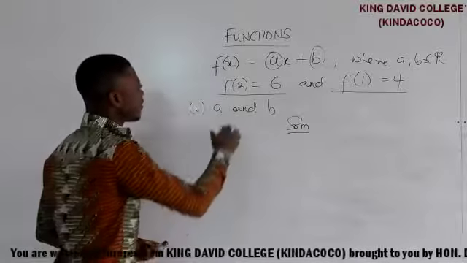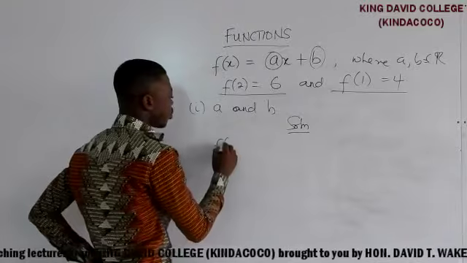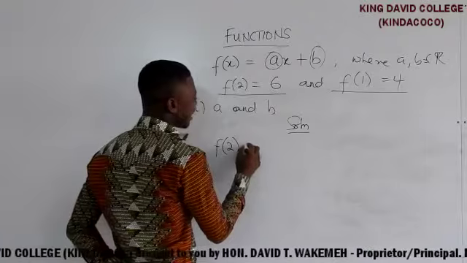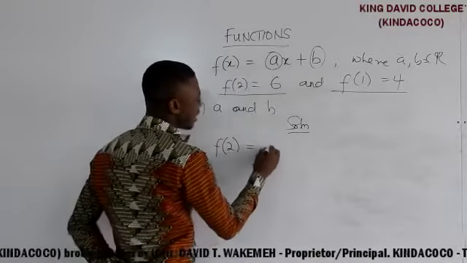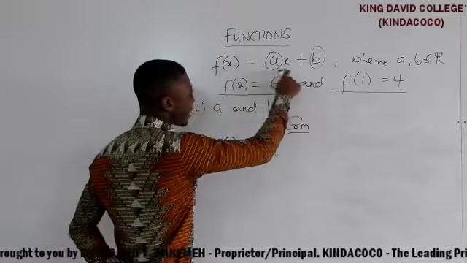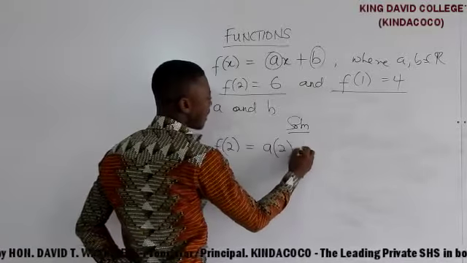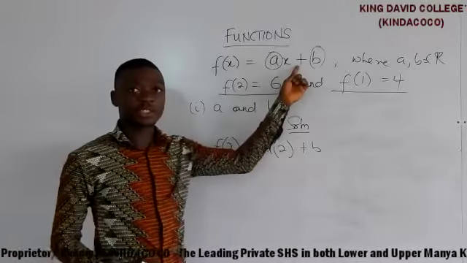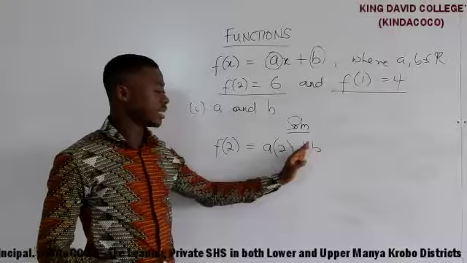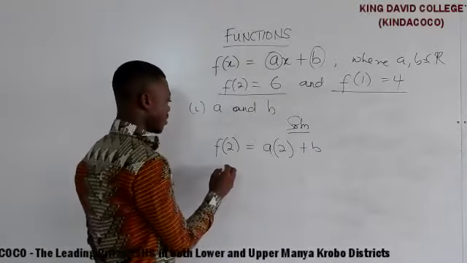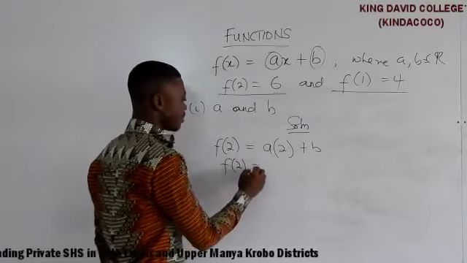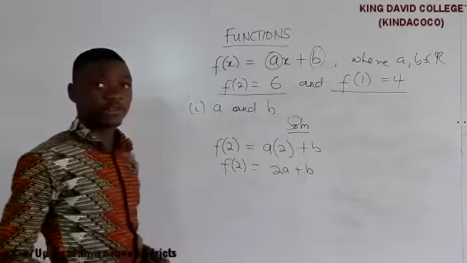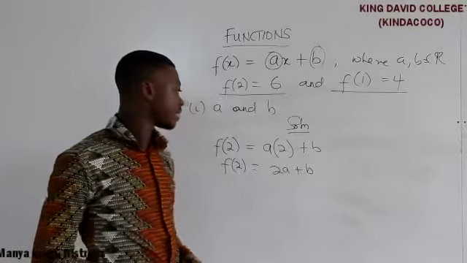Now, f of 2 is saying that when I put 2 into this function, I'm going to get 6. So basically, f of 2 is a, then in place of where x is, you put 2, plus b. So you get a times 2, plus b. So f of 2 can be expressed as 2a plus b.